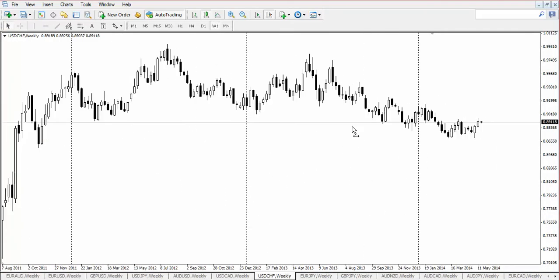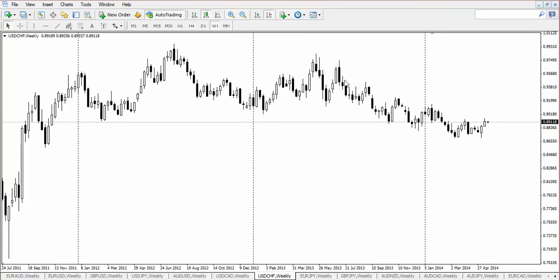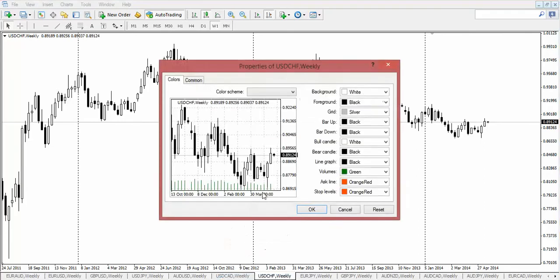The dollar Swiss, very similar to the euro dollar, but the opposite way. So nothing really for me to trade with the past strategy on this one, so we'll grey that out.